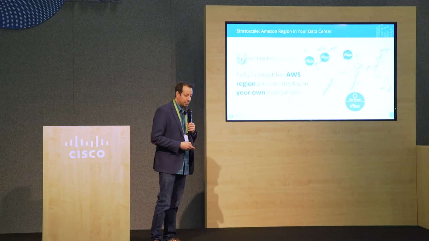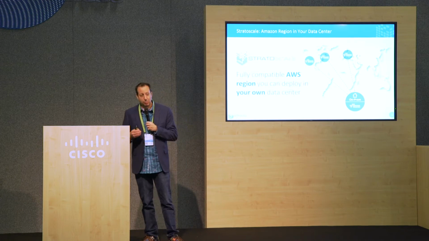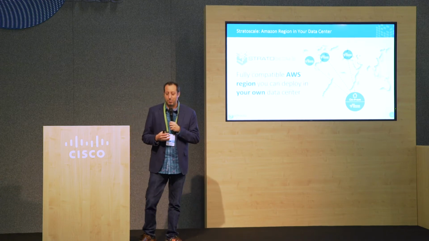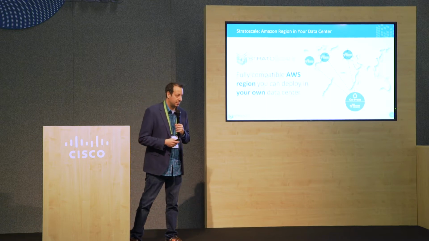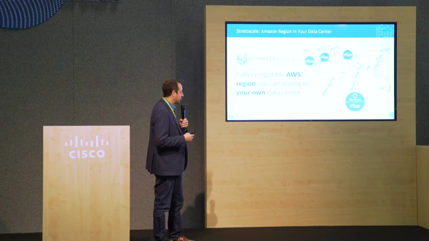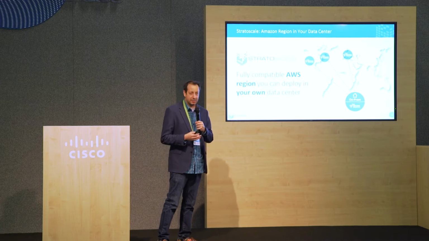What we're trying to do at Stratoscale is to deliver a fully compatible AWS region that you can deploy in any data center. This allows you to get the benefits of the public cloud, but do it in your own controlled environment, on-prem, in an environment that you own, that you have better control over the security, the governance, and the cost.